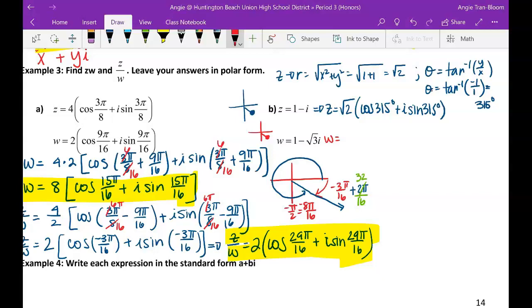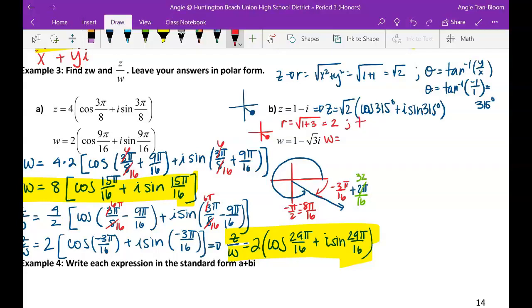So for w, let's find the radius. r equals the square root of x squared plus y squared. X is 1, so 1 squared is 1. Y is negative rad 3. Negative rad 3 squared is 3. So this is going to give me the square root of 4. The square root of 4 is 2. So the radius for w is 2.